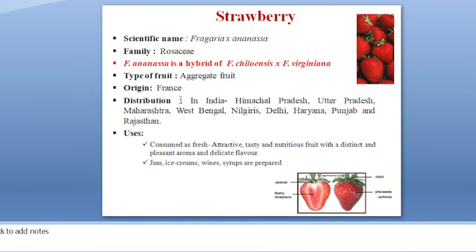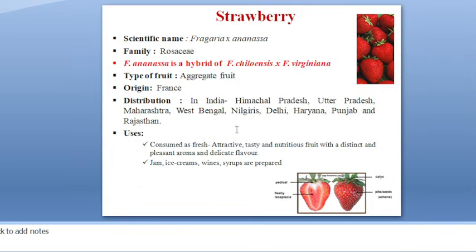Later, it was distributed into different parts of India like Himachal Pradesh, Uttar Pradesh, Maharashtra. These are some of the North Indian states. Even we can see the cultivation of strawberry in the Nilgiris, where there is a humid climate or cool climatic condition, and we can successfully cultivate it. And this is a very perishable fruit crop.